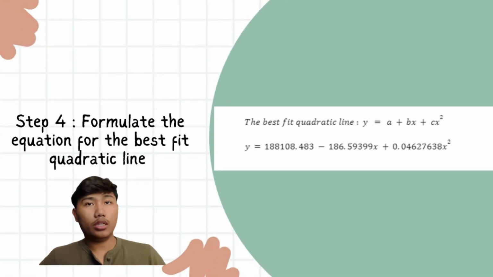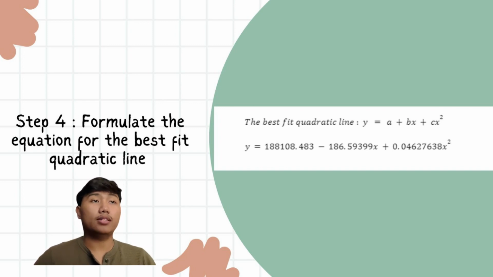Then we formulate the equation for the best fit quadratic line from the quadratic model before, which is y equal to a plus bx plus cx squared. Then we put in the values, we get y equal to 188,108.483 minus 186.59399x plus 0.0462768x squared.